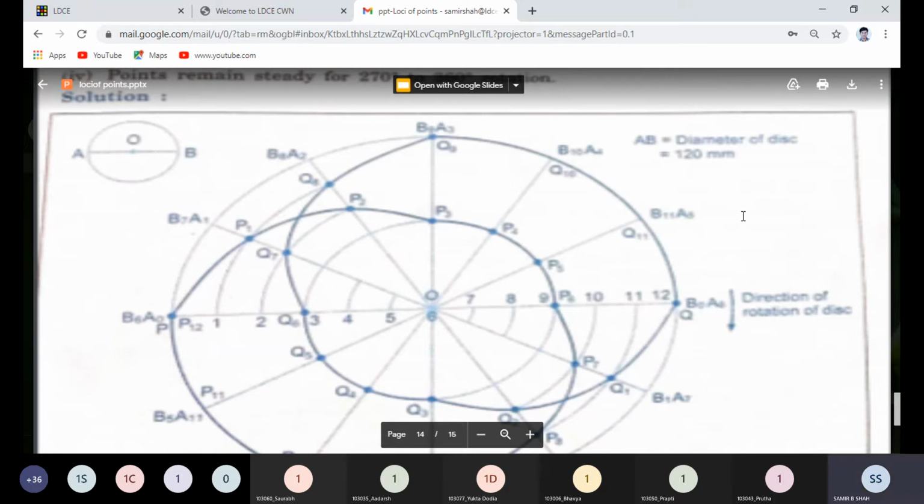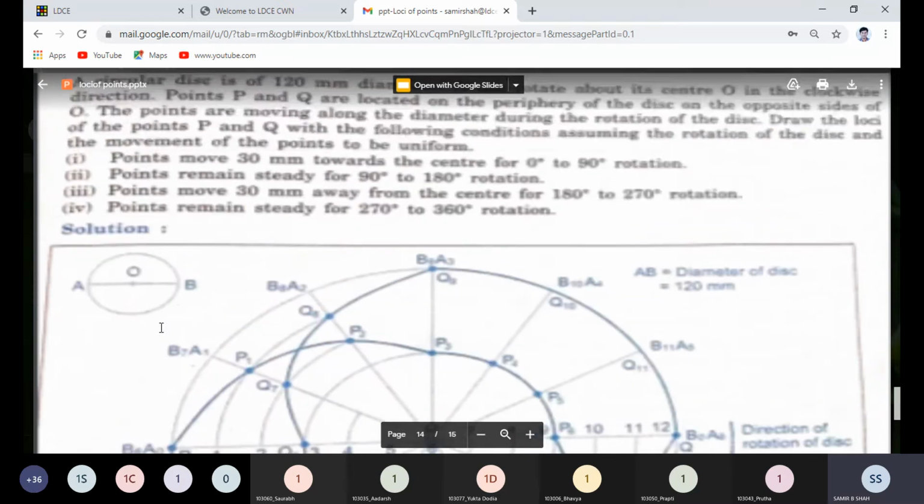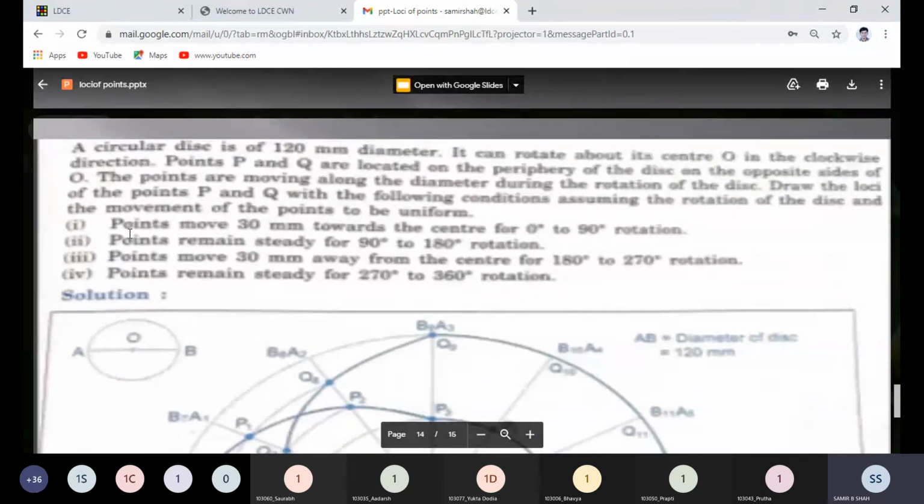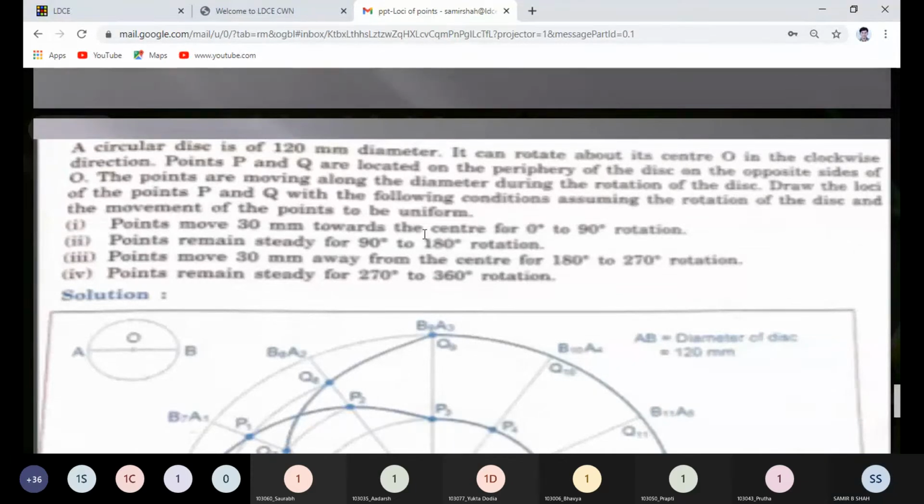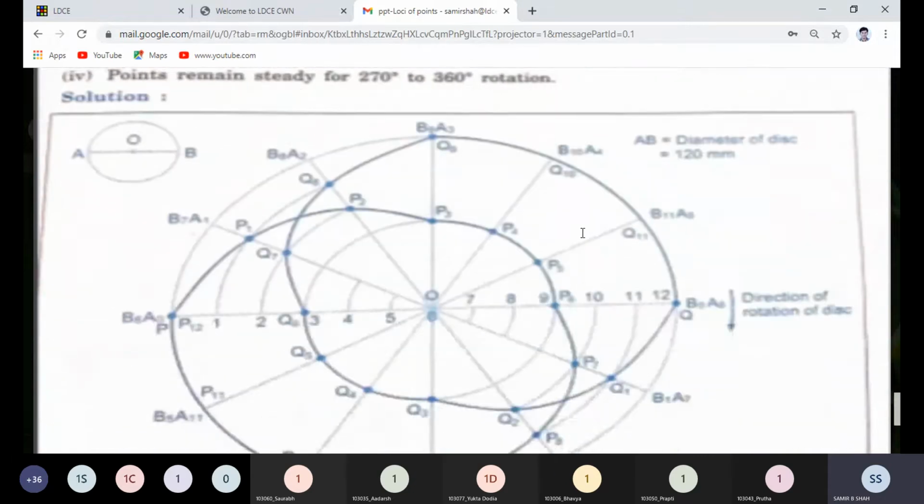The points P and Q are moving along the diameter during the rotation of the disc. As per the given condition, the point will start moving from the initial position. Now, what is the condition given to us that I read? Point moves 30 mm towards the center for 0 to 90 degree rotation.